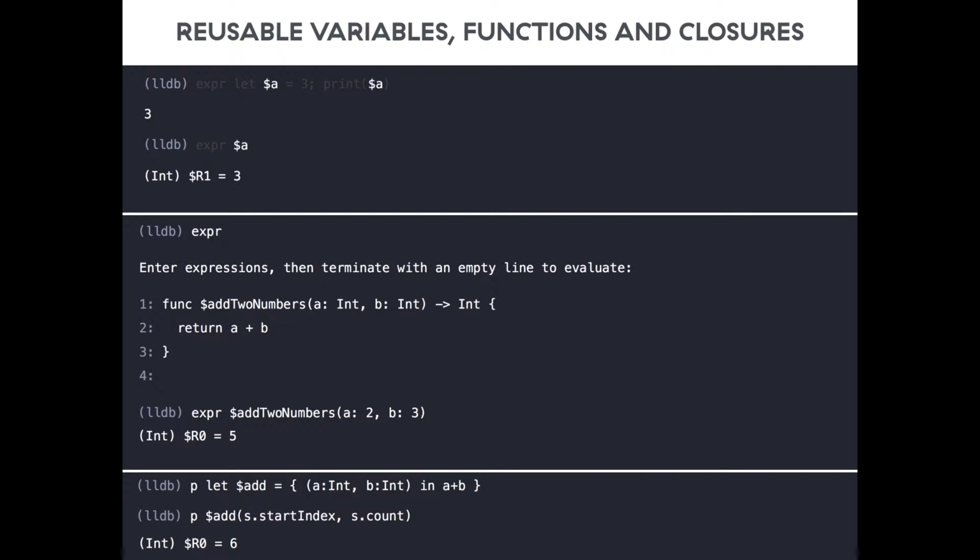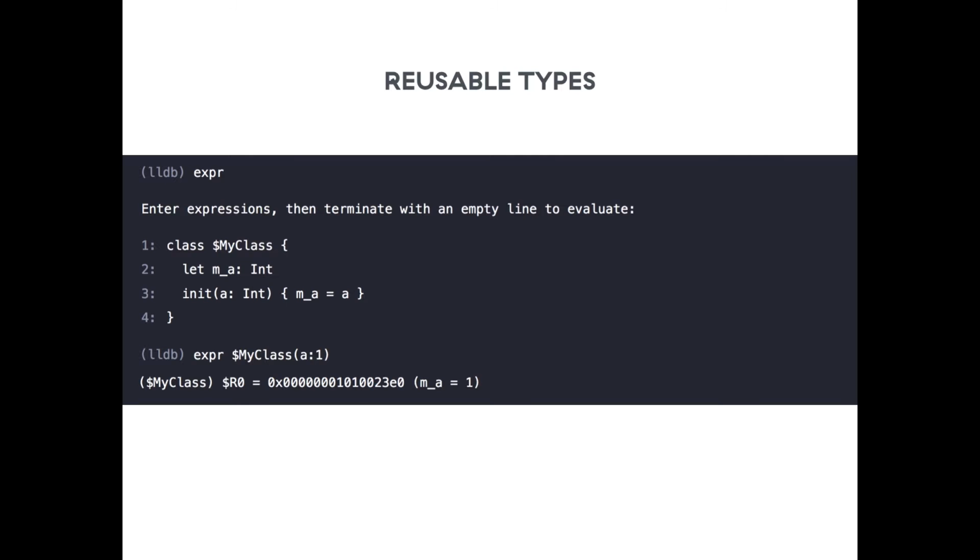Another good thing is that now you can use global variables, functions, and closures. You can define them directly in your debugger and use them afterwards. So basically, the first example is a little bit hard to see, but you can declare a variable, and it will be available for you not just in that line, but in the rest of your debugging session. Same thing applies for functions and for closures in the last example. And also, you can reuse types. So you can create a class or some other value inside your debugger and instantiate it and use it afterwards.